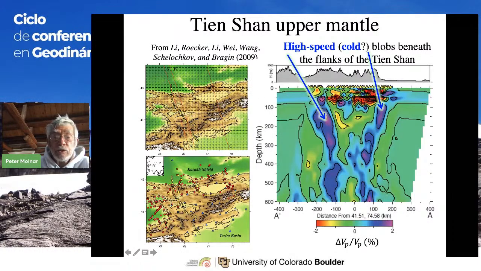And then a tomogram across this profile coming through this area. And what you see on this profile, north is to the right, south is to the left, and you see high speeds. These are places that are more than 2% higher speed than the surroundings, high speeds on the flanks. High speeds on the flanks, low speeds underneath at shallow depths in the Tian Shan, in this area.